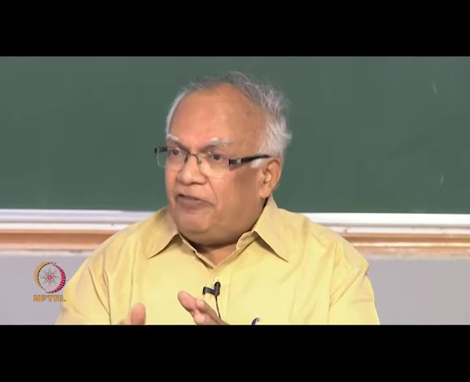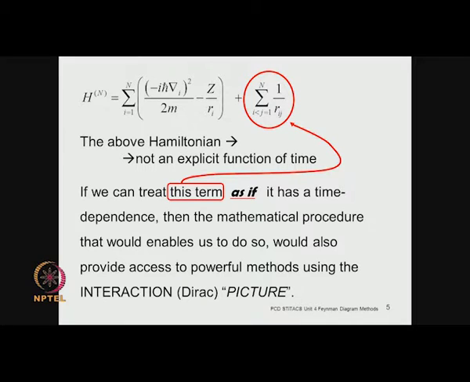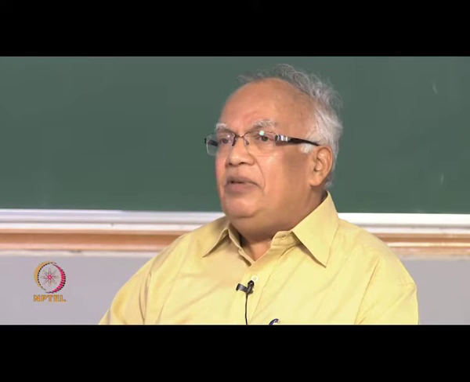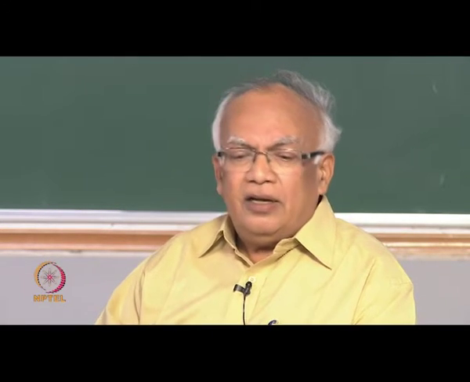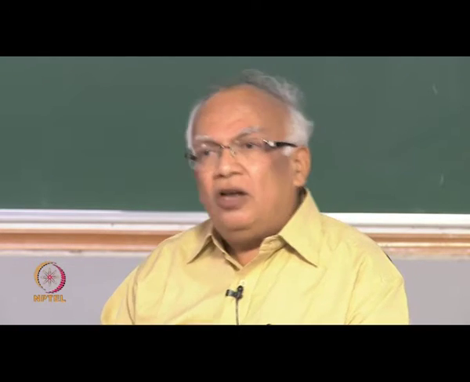This 1 over R12 or 1 over Rij is an operator, one of the terms in the n electron Hamiltonian, and if we can treat it as if it were a time dependent term, then we can use those methods in quantum theory in which time dependent operators are made use of, and in particular this is possible in what is called the interaction picture, or equivalently, synonymously, the Dirac picture.